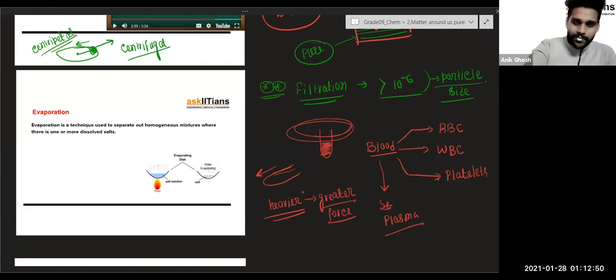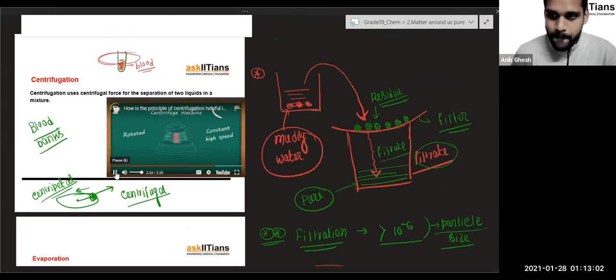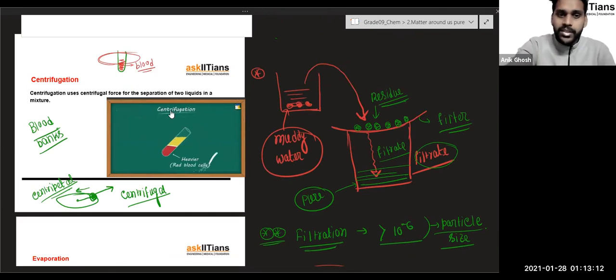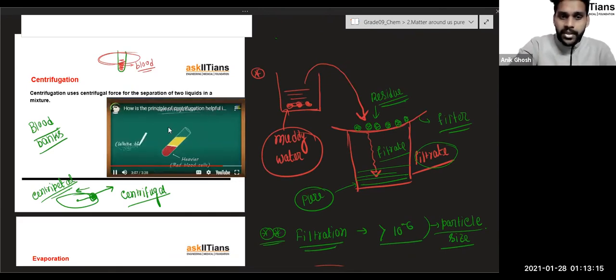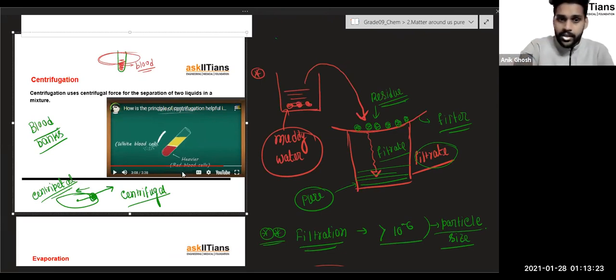Let me show you. If you cannot imagine what is happening, you'll be able to understand if you just watch this video. Let's see. So you can see that due to the centripetal acceleration, due to these forces, what is happening? The heavier red blood cells over here are settled down at the bottom.